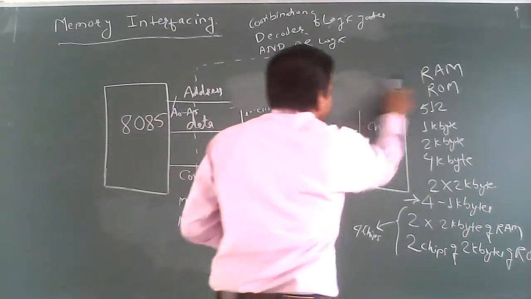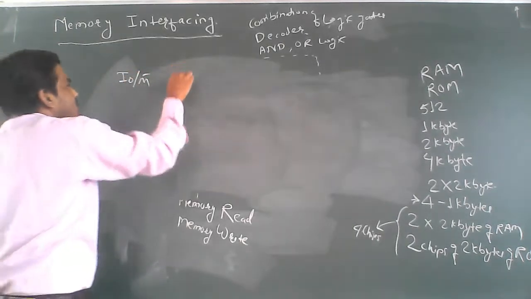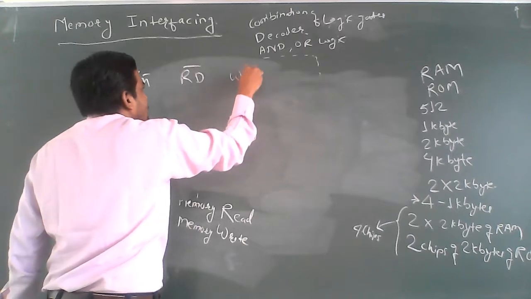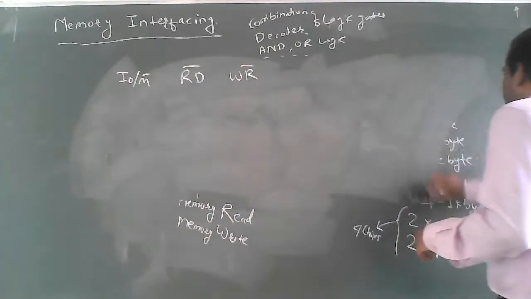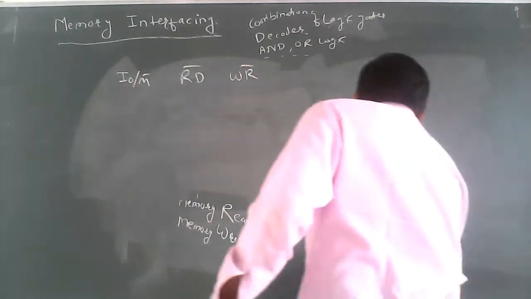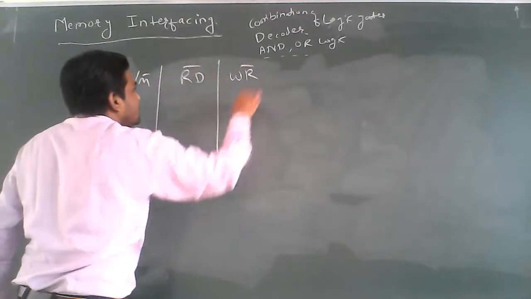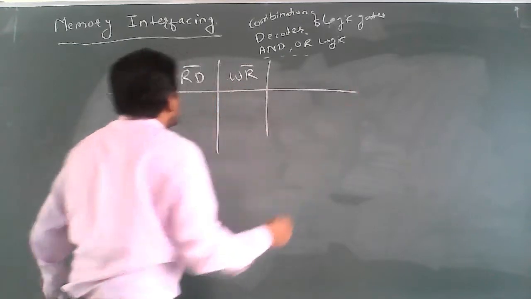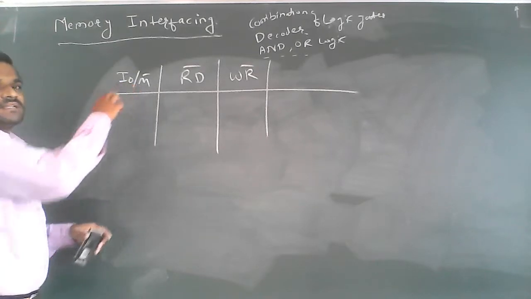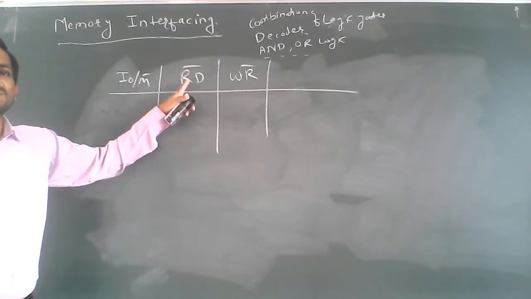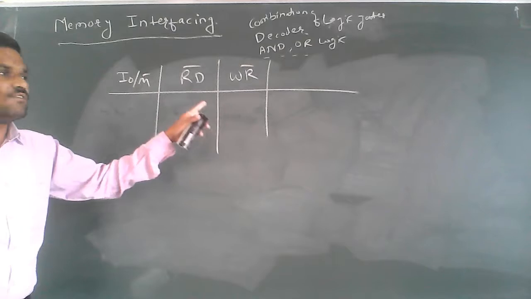We have the pins IO/M bar, then RD bar, and then WR bar. When we want to connect our 8085 with the memory, these three pins are available, which decide whether a memory read or an IO read is taking place. Remember, IO/M bar is an active low signal, RD bar is also an active low pin, and WR bar is also an active low pin. What is the meaning of active low?